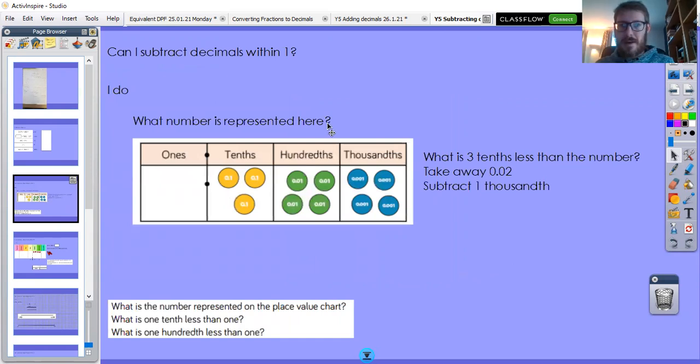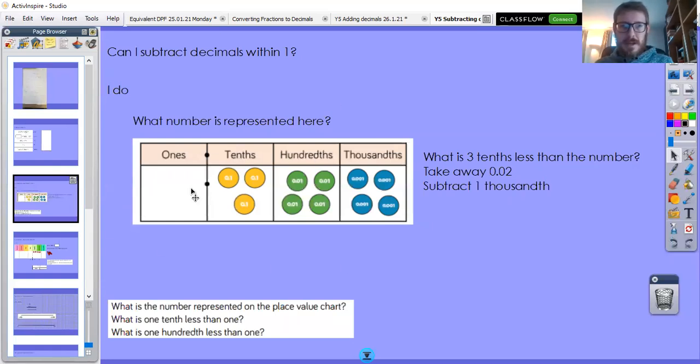Like I said, we are subtracting decimals within one. What we mean by that is numbers which are less than one. So decimals which are less than one. They won't even have one whole in them. It's always going to be 0 point something, because there's not even one whole.